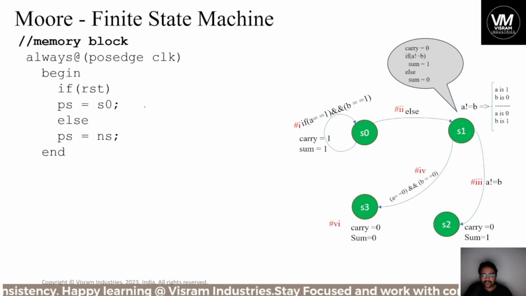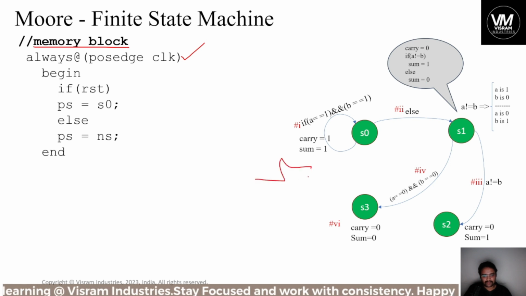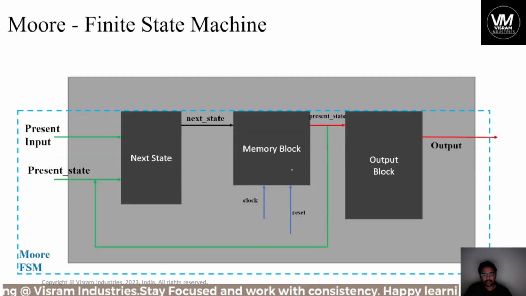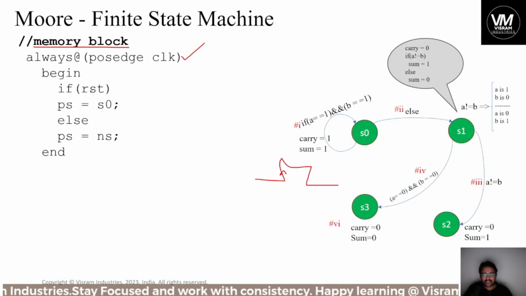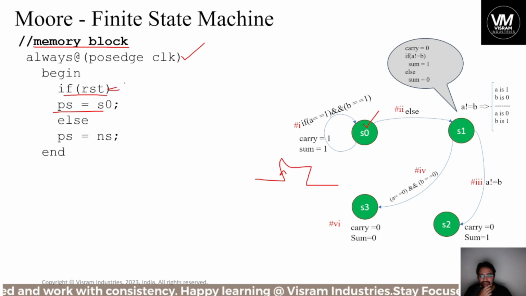Okay, let's go to the memory block. For the memory block, always at the rate of passage of the clock, your memory block will be enabled. If you enable it at the reset, present state should be S0. If you click on reset and reset is enabled, reset is equal to 1. That is the meaning of if reset. Always it should come back to the initial position. Else it depends on the next state.